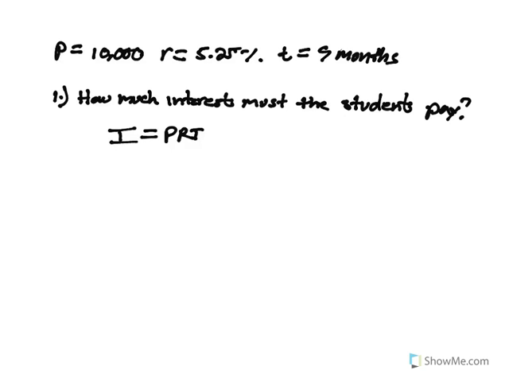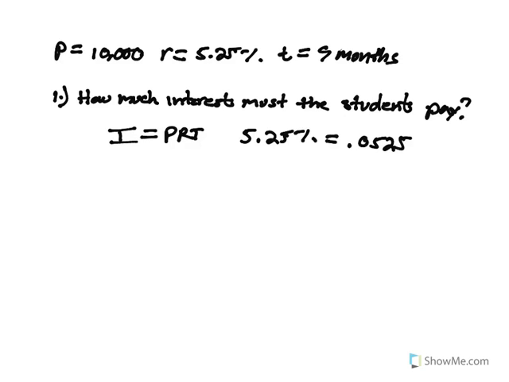So we need to change the rate, excuse me, into a decimal. We have 5.25%. We're just going to move the decimal 2 places to the left. The rule doesn't change, even though it's 5.25. When you do that, it's going to be 0.0525. That's the rate when you convert it to a decimal. And that's what we're going to use.